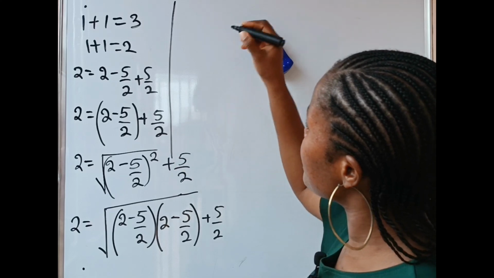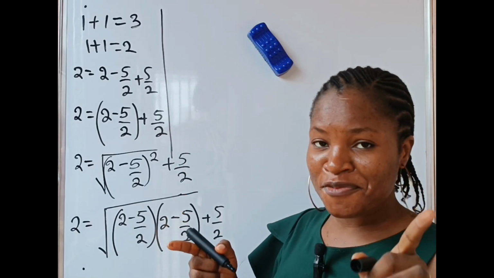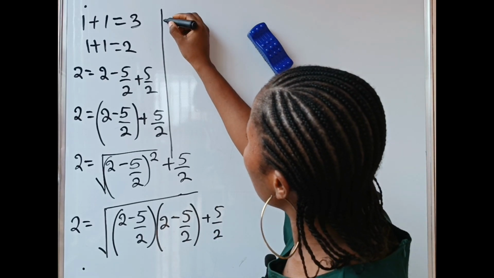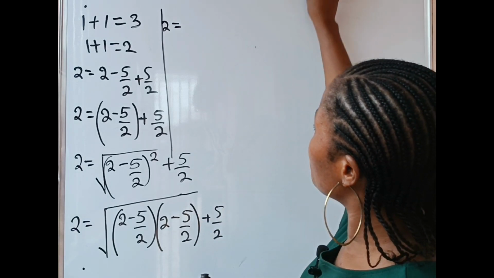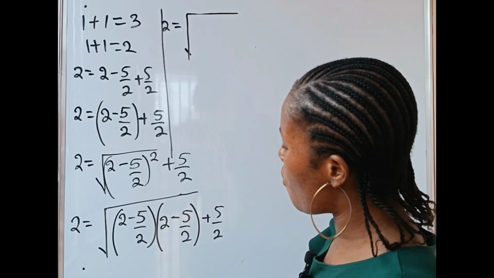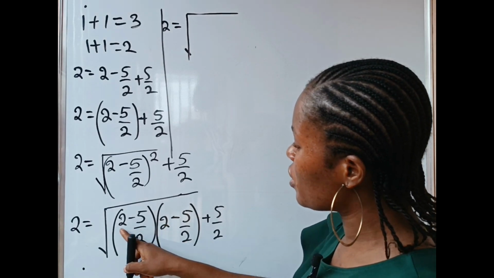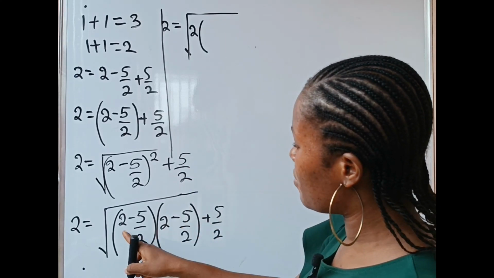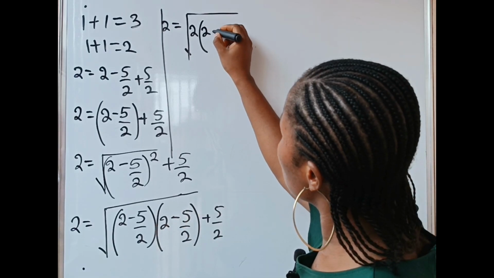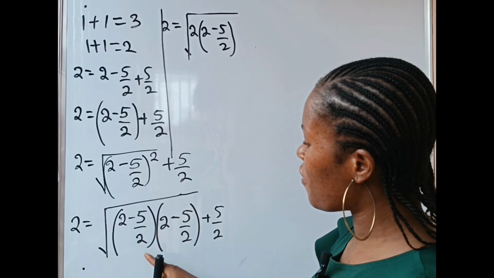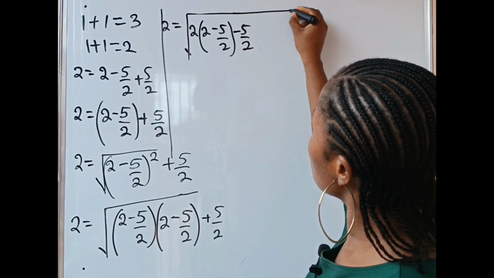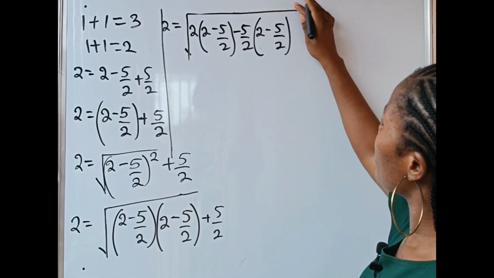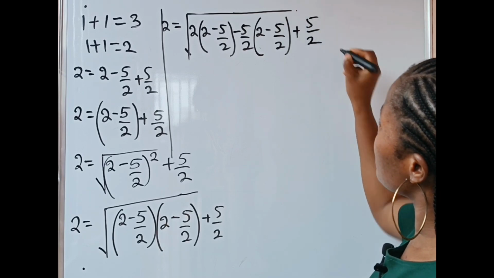All right, now let us continue. Okay, now let's go ahead and expand the bracket. So we have that 2 is equal to the square root of, now I'm going to use this bracket to open this bracket, and this is the same thing as writing 2 multiplied by 2 minus 5 over 2, then minus 5 over 2 multiplied by this as well, multiplied by 2 minus 5 over 2, all right, plus 5 over 2.